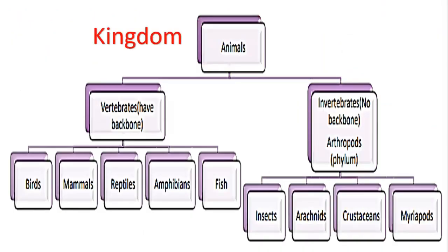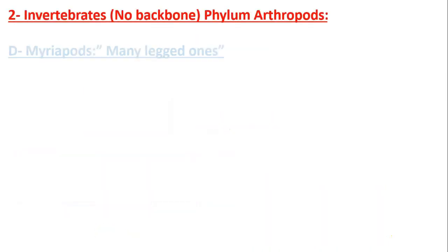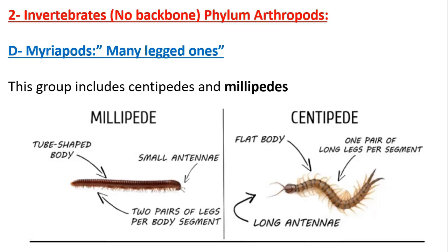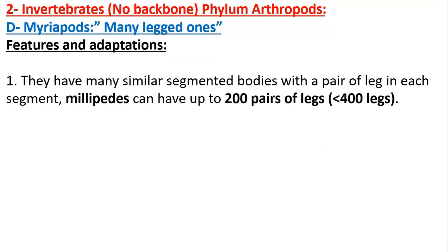Now we're still again in kingdom animals, phylum arthropods, and with the last class, which is myriapods. Class myriapods, it's divided into 2 smaller groups. They are centipedes and millipedes. Let's take a deeper look at this class. We have many segmented parts of their bodies, not just 3 segments or 2 segments as before. We have a lot of segments.